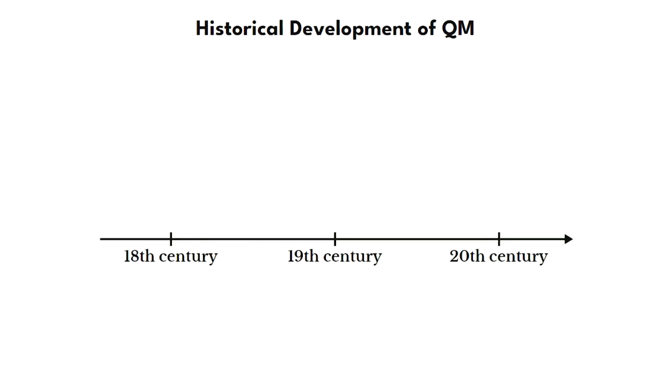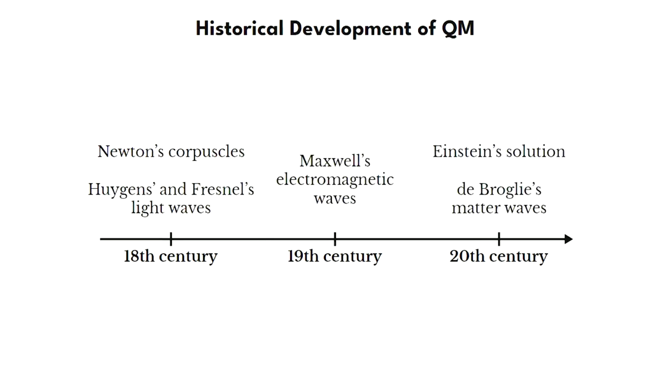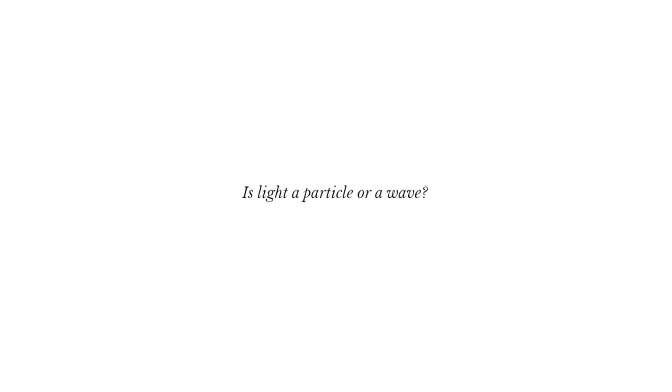Quantum mechanics developed from the 18th century to the 20th century, and it involved the work of Newton, Huygens, Maxwell, Einstein, and de Broglie. I will give you a little more detail afterwards, but this is the summary. All the questions actually boil down to a fundamental question: is light a particle or a wave?